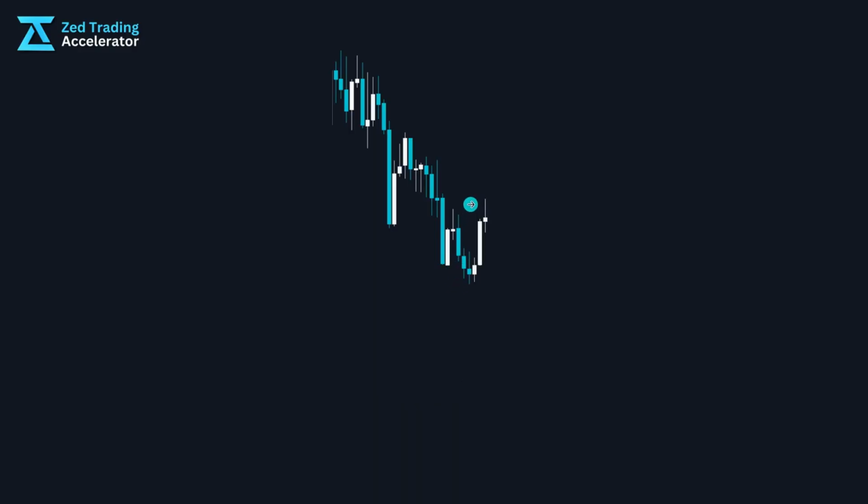Then we have here what seems to be a market structure shift, right? No. Why do you think this is not a valid market structure shift? Yes, because we didn't have a displacement, right? We want to see a candle body close from this swing high right here. But we didn't have it.